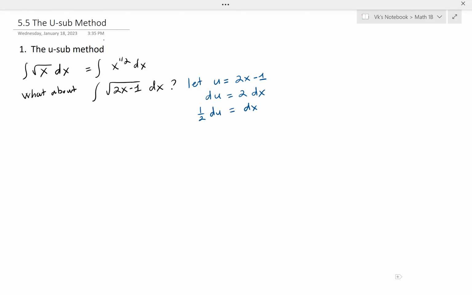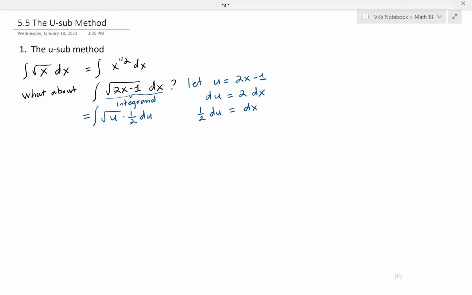So we can rewrite the entire integrand. The integrand is this part here, as the integral of root u times 1 over 2 du. And ta-da! We know how to evaluate this integral. This is the magic of the u substitution. When we rewrite the integrand in terms of u du, that is when we perform the u substitution.